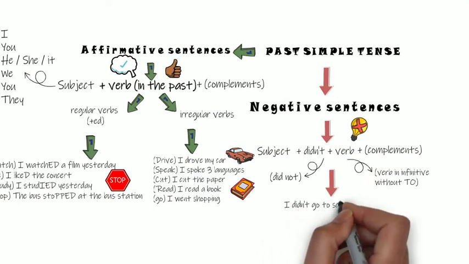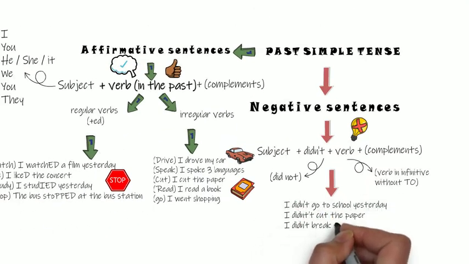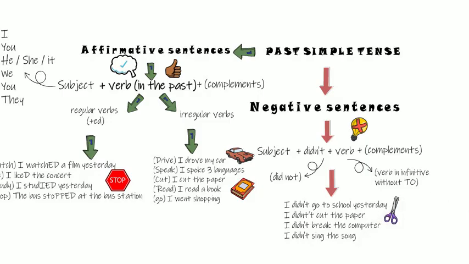These are some examples. I didn't go to school yesterday. I didn't cut the paper. I didn't break the computer. I didn't sing the song. As you write didn't, you have to write the verb in infinitive without to.